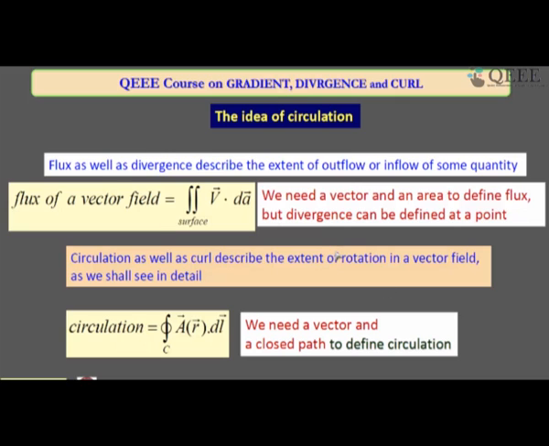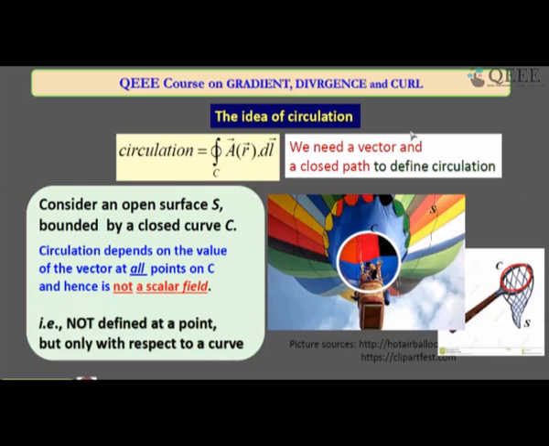Just as we needed a vector and a surface for flux, here we need a vector and a closed path to define the circulation. The vector is A here. dL stands for the elemental length vector along the path, and the circle on the integral shows it is a closed path. C is a closed curve. It need not be circular, it can be any closed path. So this is how the circulation is defined. We need a vector and a closed path to define it in this form. Let us look at the details.